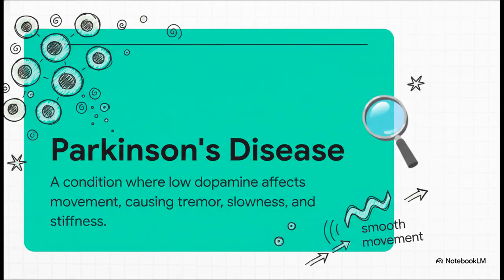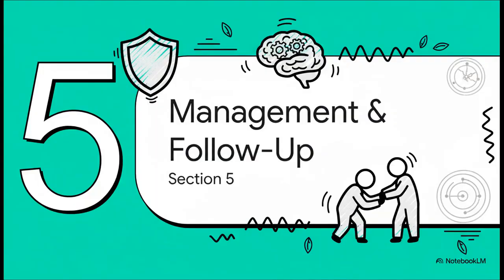When you're explaining Parkinson's to a patient, you have to keep it simple and clear. Ditch the jargon. Talk about brain cells, a chemical called dopamine, and how when you don't have enough of it, it affects your movement. This explanation is so much easier for a patient to understand and helps them feel more in control.